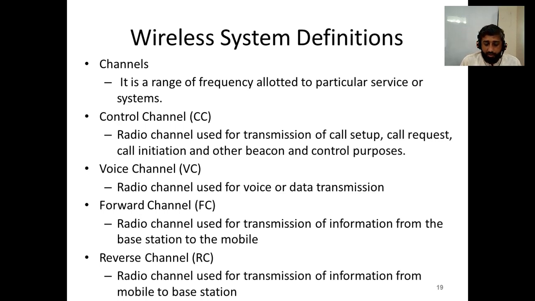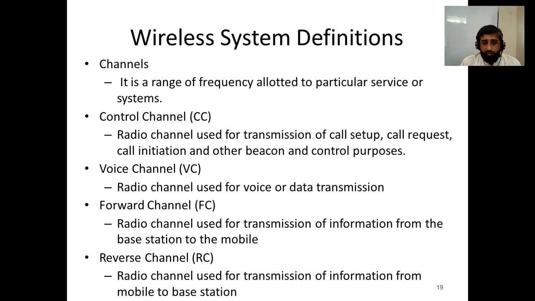So that was a few terms related to the wireless system, and while doing so I tried to give a picture, a block diagram of a simple architecture of wireless system. The second aspect of that wireless system is channel. As I said before, channel is range of frequencies that are allotted to a particular service or system.